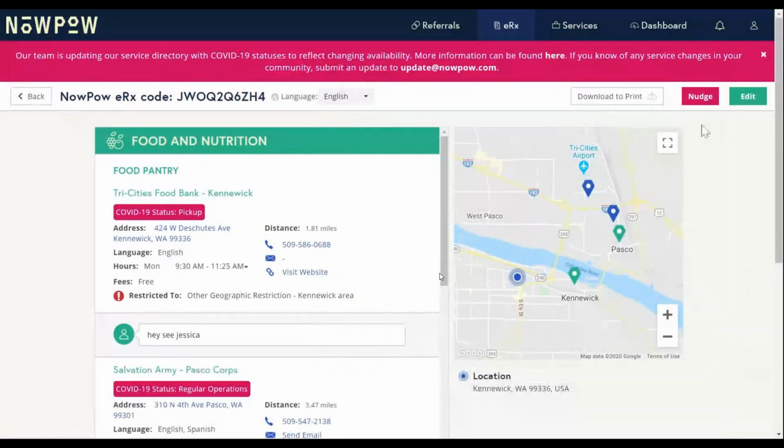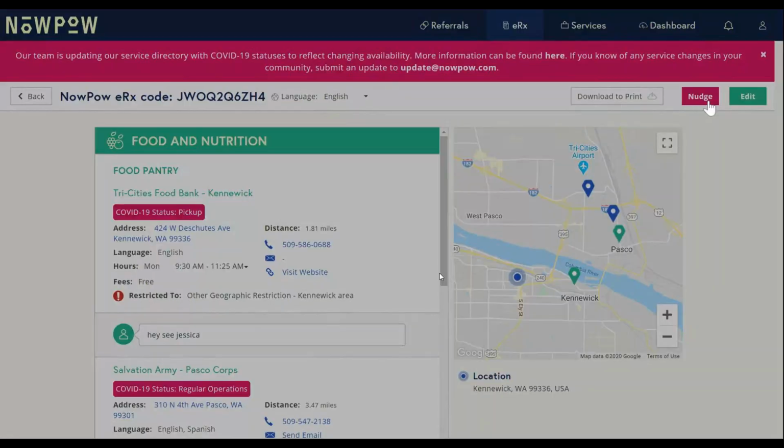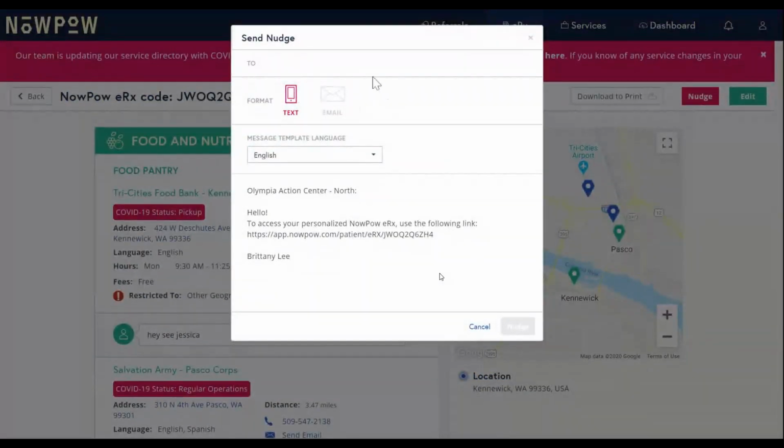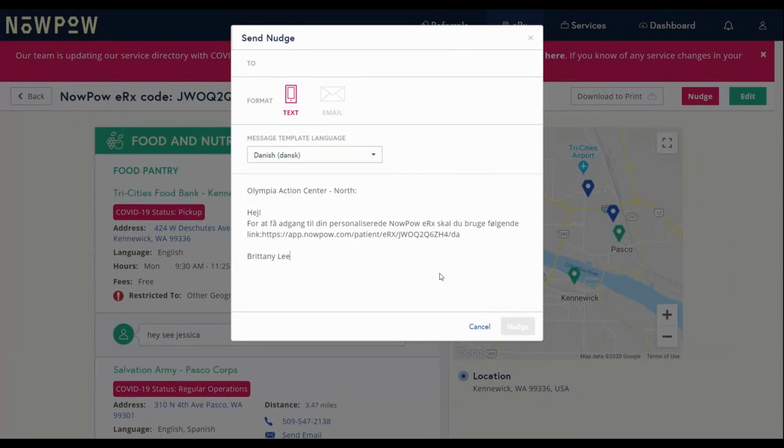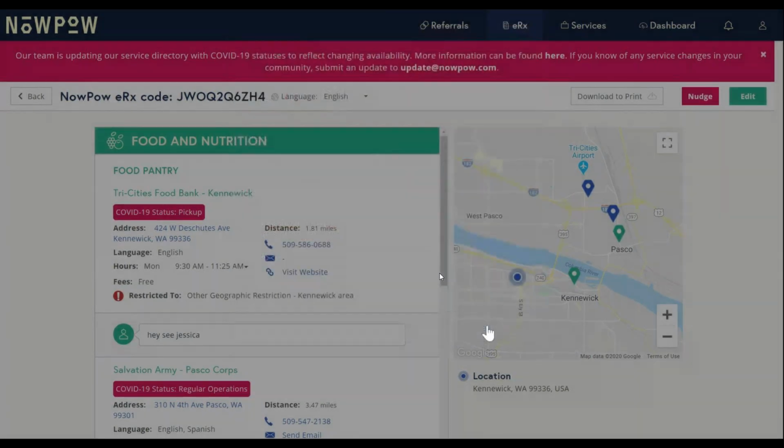You can download to print if they're right there in front of you, or you could nudge, which is what we call texting or emailing, and do the same thing. You could text it, email it, change the language as well for the patient. You can write anything else in here that you want to write in, and send that off to the patient.